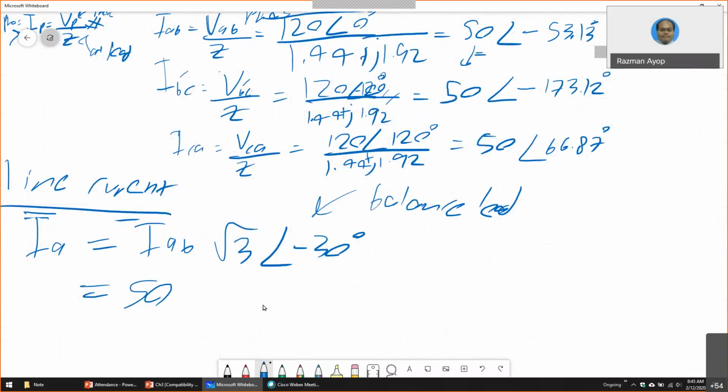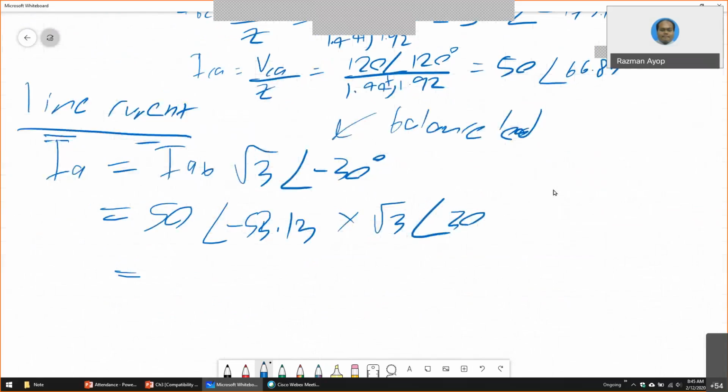Okay, angle 53.13. Okay, negative 53.13. Multiply by square root 3, angle negative 30. So IA is 50 multiplied by square root 3, you get 86.6. The angle is negative 23.13. So you need to know how to get the line current.